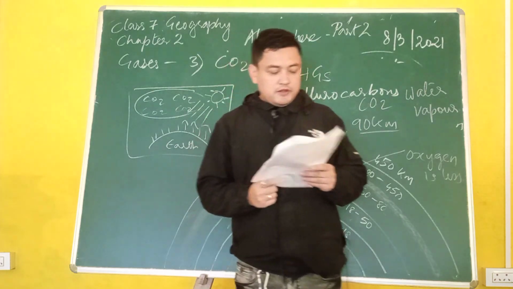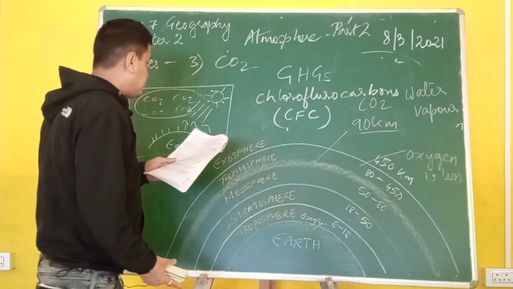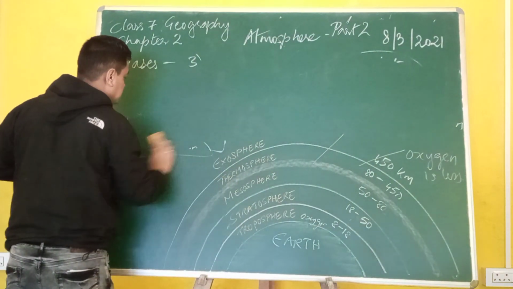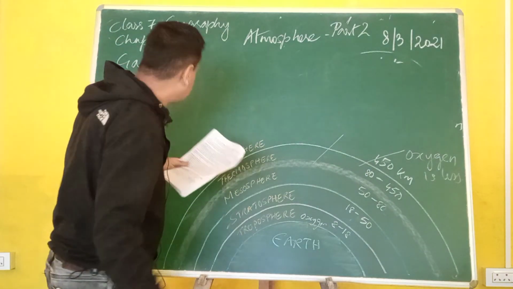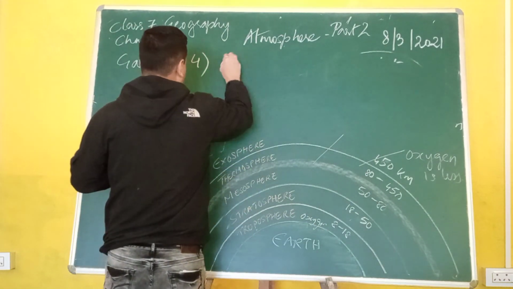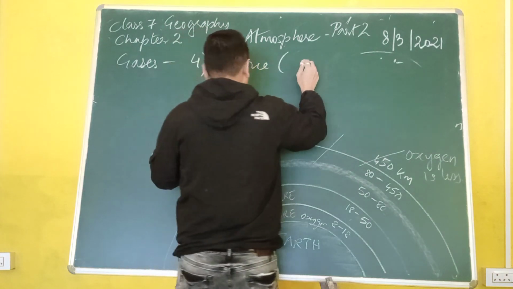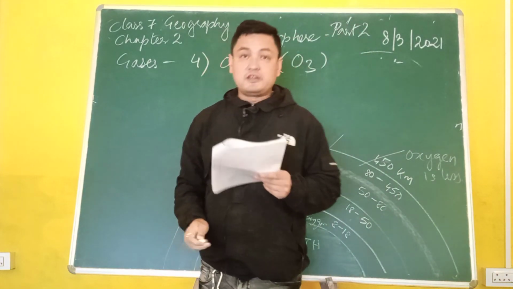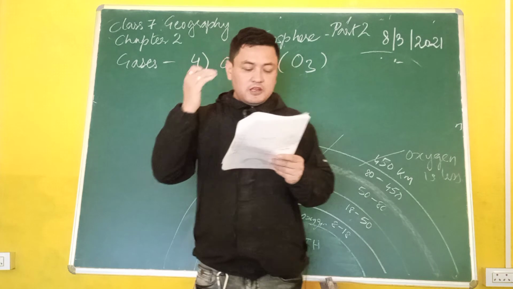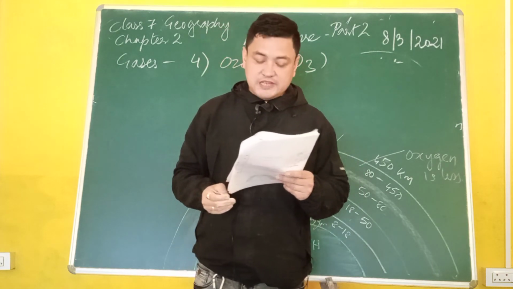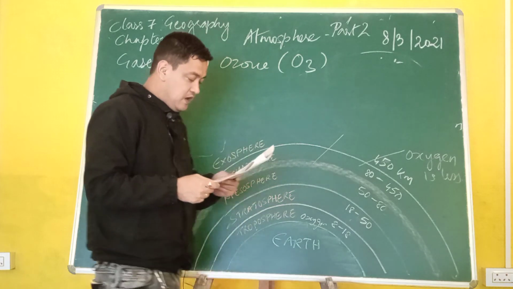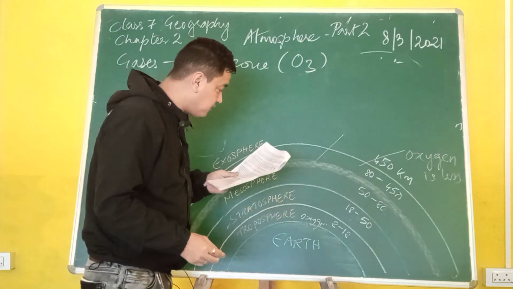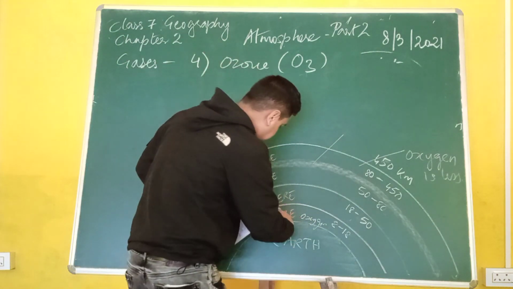Now the fourth gas which we are going to do is ozone. Ozone is O3, made of three oxygens. It is another important component of the atmosphere, found between 10 to 50 kilometers above the surface of the earth. So it is found in this layer called the stratosphere.